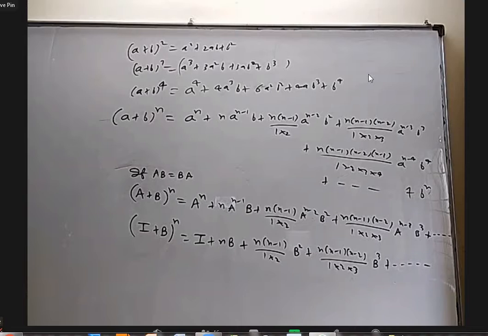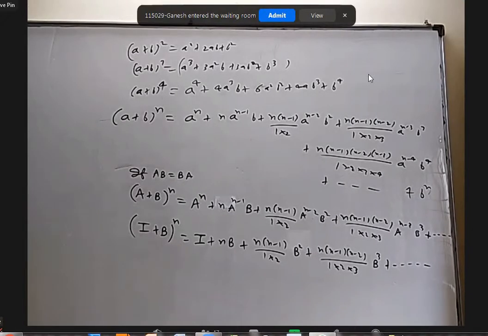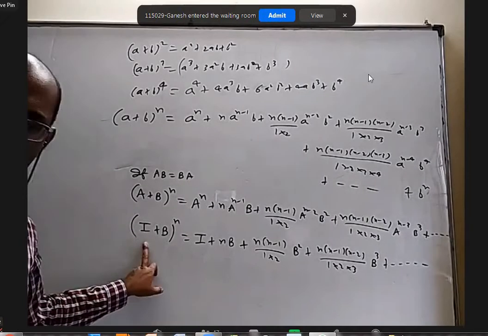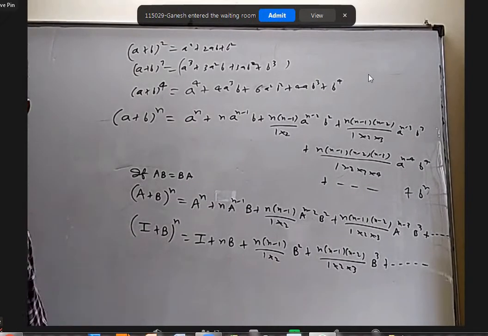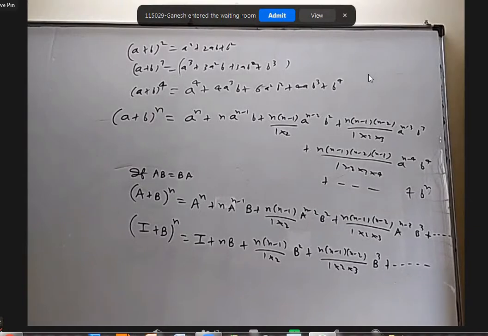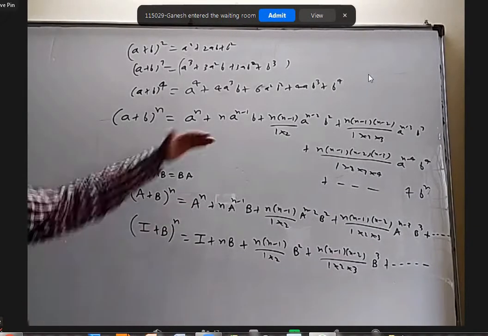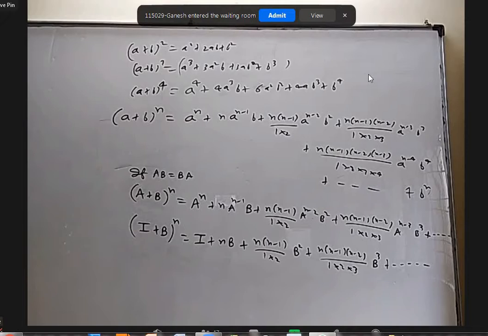Sir, here, what does I signify, sir? I is the identity matrix: 1 0 0, 0 1 0, 0 0 1. Okay, sir, this is for matrices. These two are for matrices. These are all for real numbers. Okay, sir. If A and B commute, then this will happen.